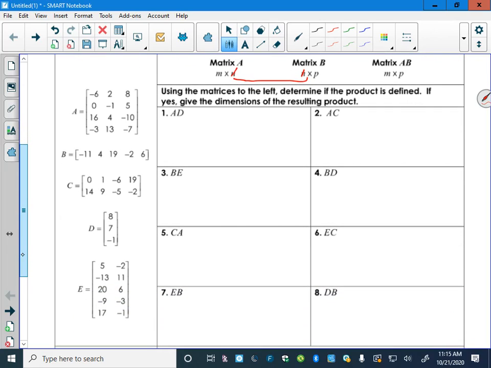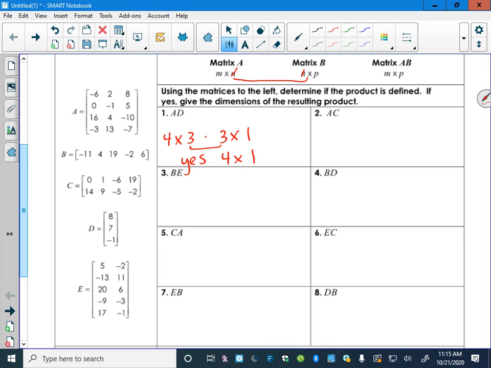Directions say, use the matrices to the left, determine if the product is defined. If yes, give the dimensions of the resulting product. All right, number one says A times D. Here's matrix A. Look at the size. There's 4 rows and 3 columns, so it's a 4 by 3. Find matrix D. There's 3 rows and 1 column, which is a 3 by 1. You notice these 3's are the same, so they will cancel. And you can multiply, and the resulting matrix is a 4 by 1.